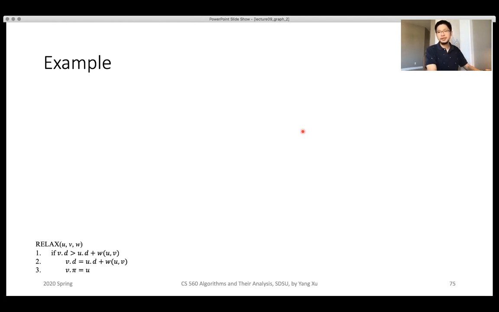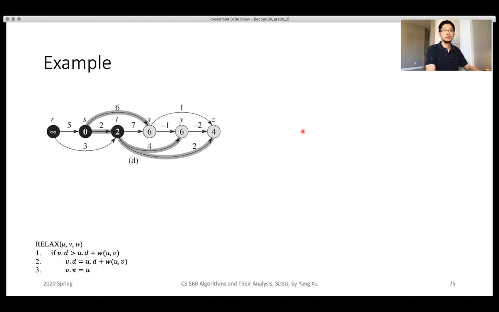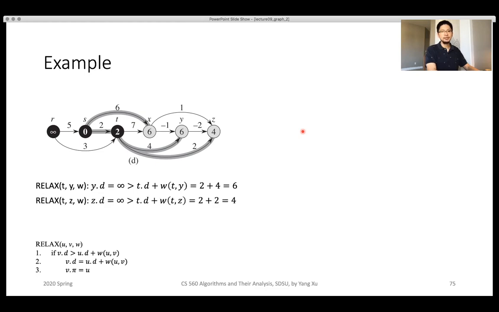The next one will be T. Similarly, we can update TY and TZ.